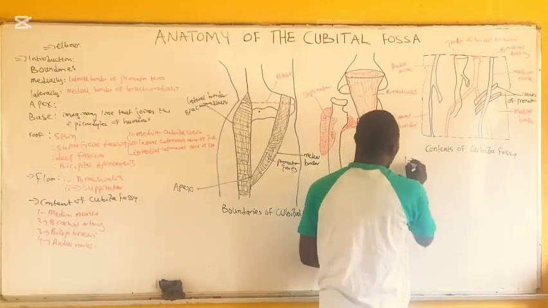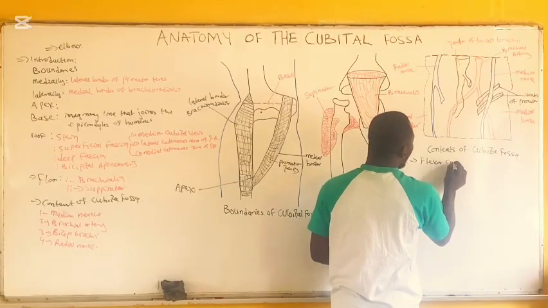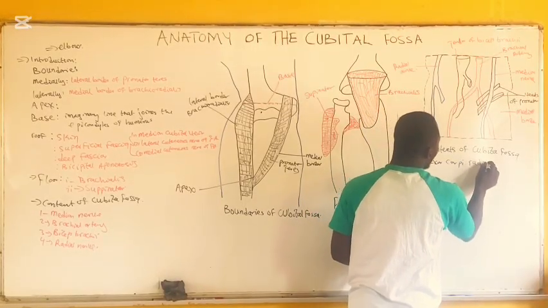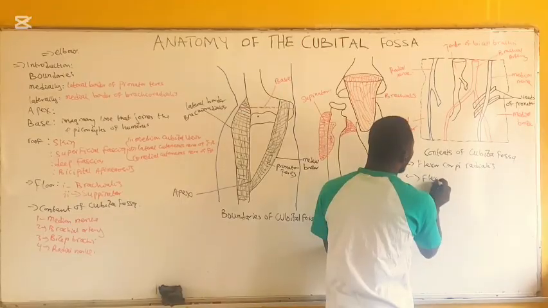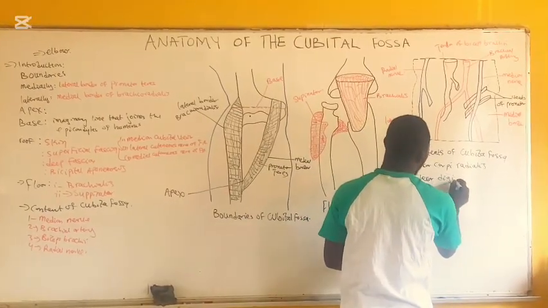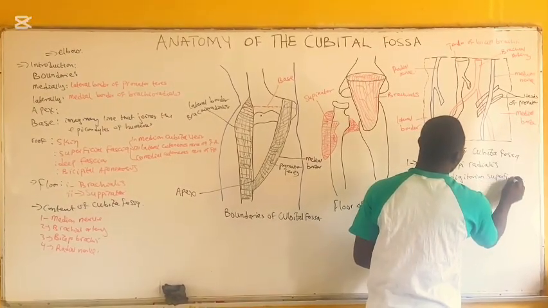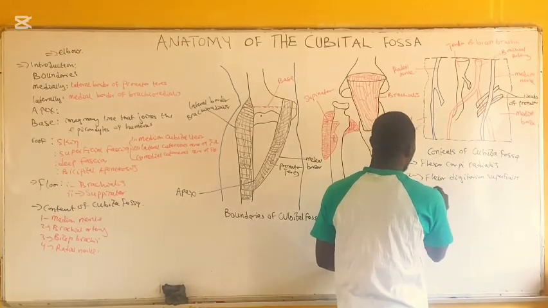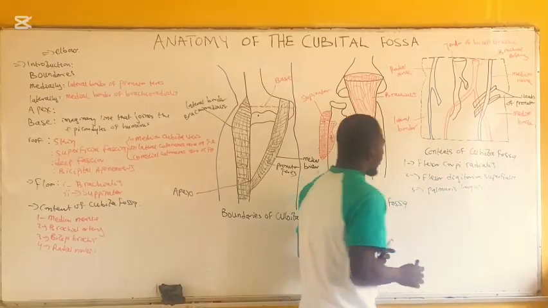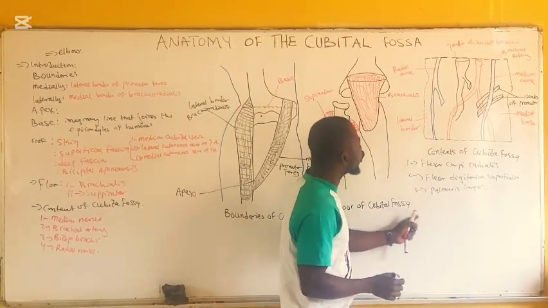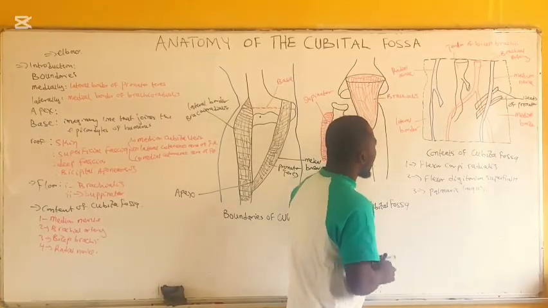such as: 1. It gives a branch to flexor carpi radialis. 2. It gives a branch to flexor digitorum superficialis. And 3. Palmaris longus. These are the muscles to which the median nerve gives branches before it leaves the cubital fossa. That is for the median nerve.